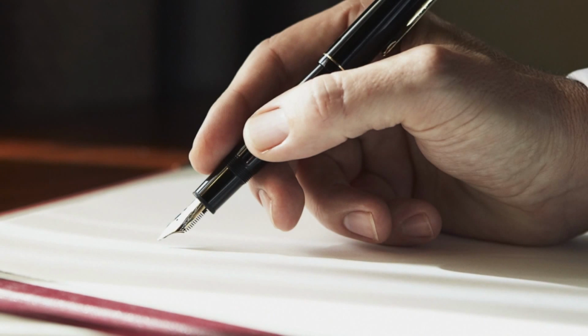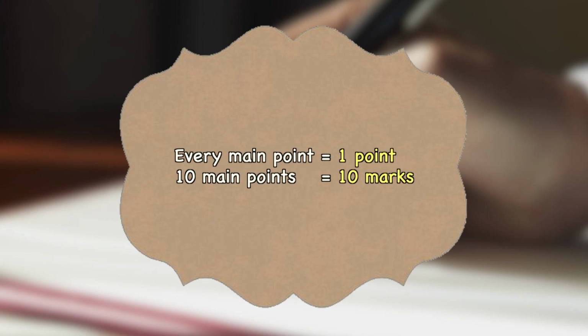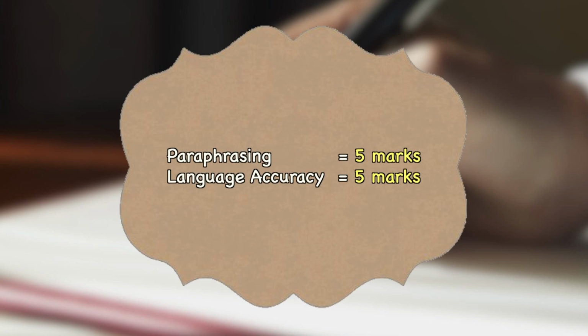Let's look at the marking scheme for this question. Summary writing is worth 15 marks. Marks will be given for main points and language. For every main point mentioned, 1 mark will be allocated, which totals to 10 marks. Language is divided into the ability to paraphrase and use language accurately. 5 marks are allocated for paraphrasing and the remaining 5 marks for use of language.